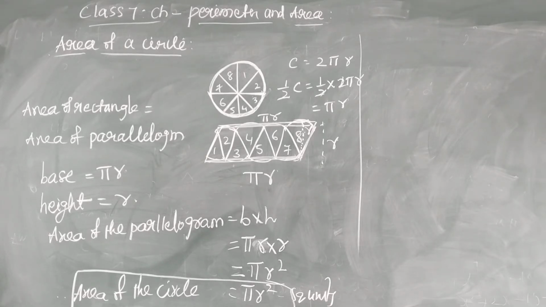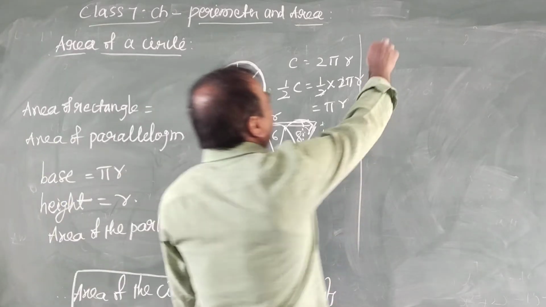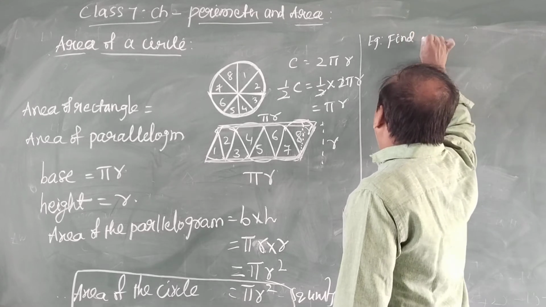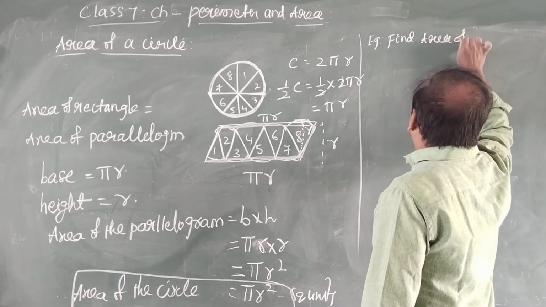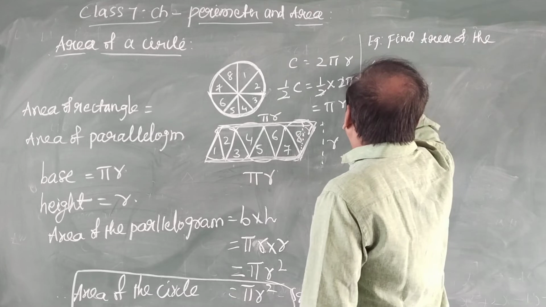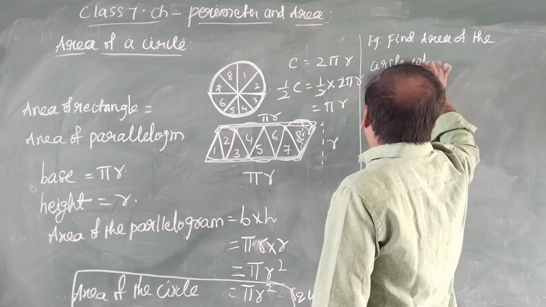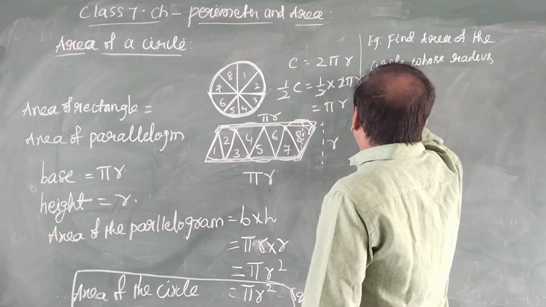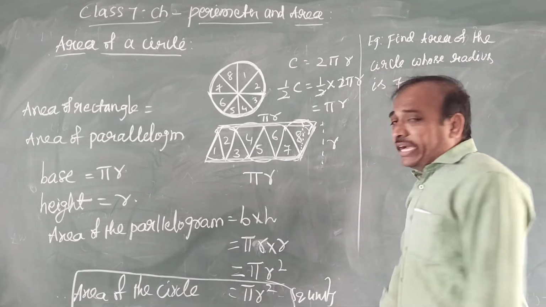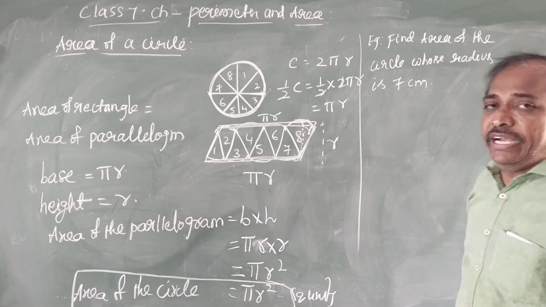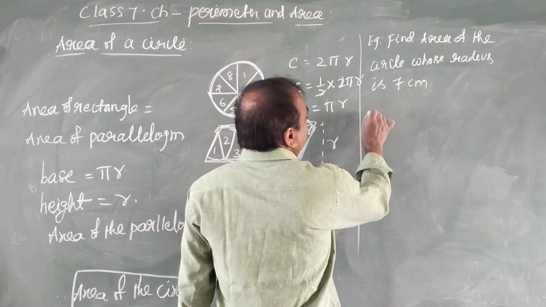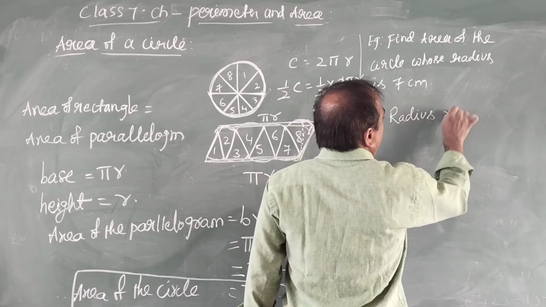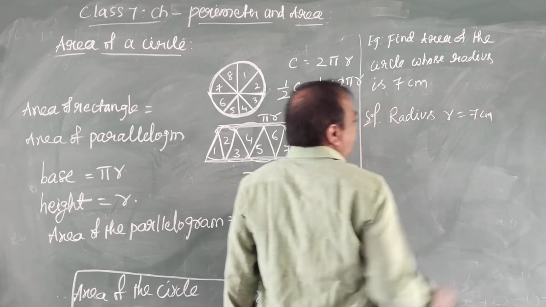Let us see one example to find the area of the circle. Find the area of the circle whose radius is 7 centimeters. So radius is 7 centimeters. We have to find the area of the circle. So radius r is equal to 7 centimeters.